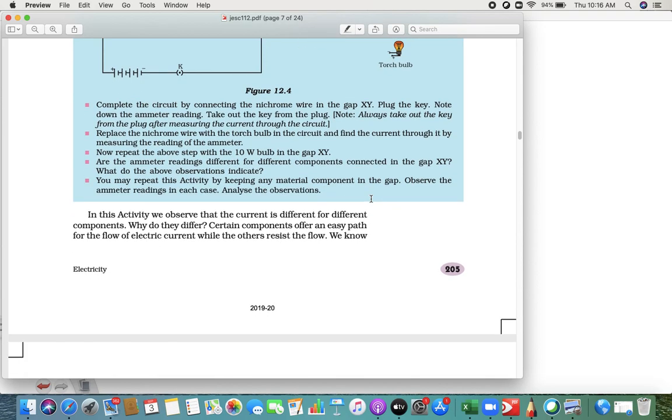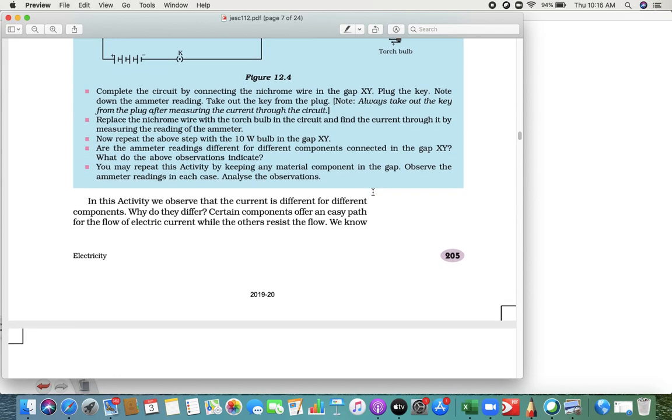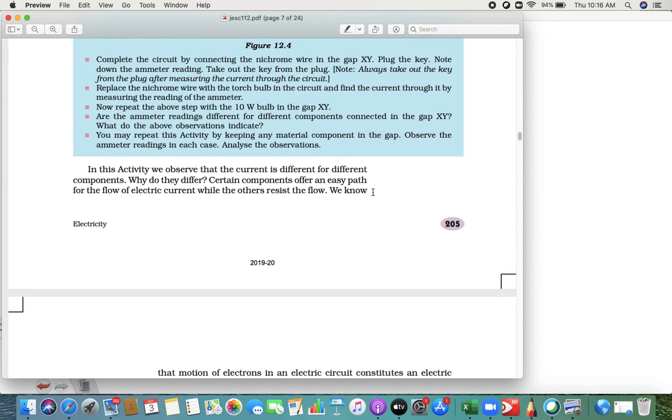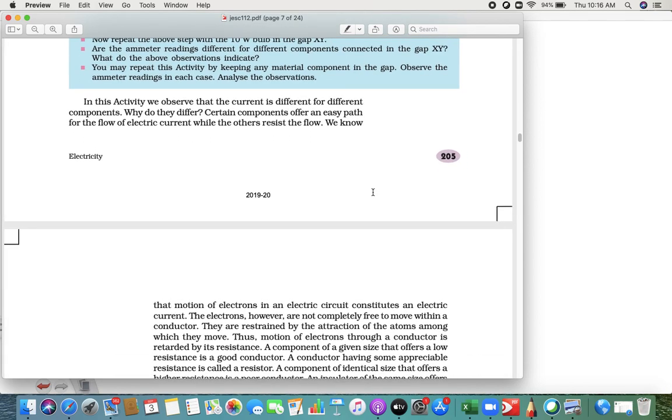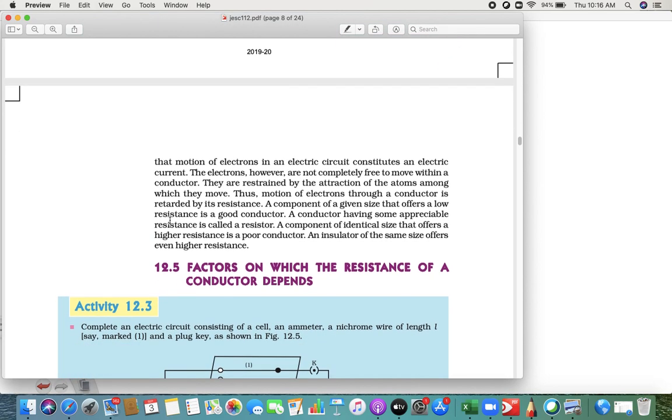Now that's a surprise. Why? In each of them, why did they get a different current? Why are we getting different currents? So let us see the same thing here.